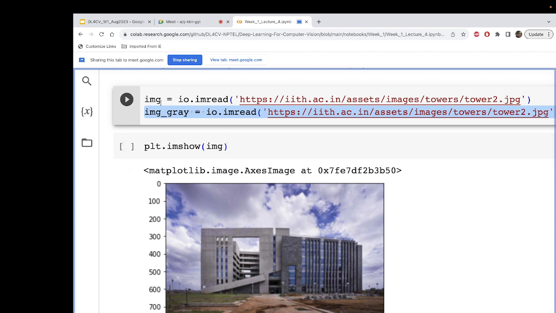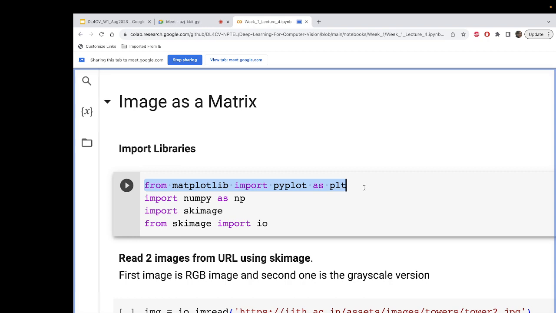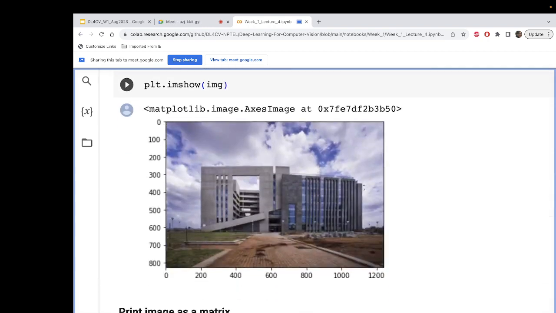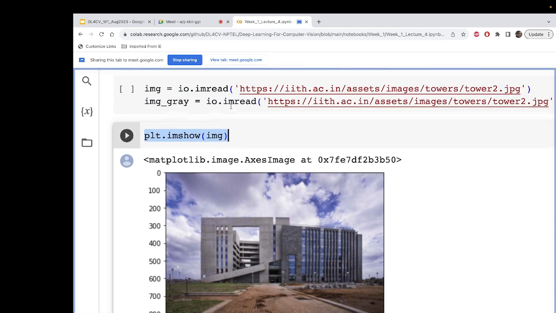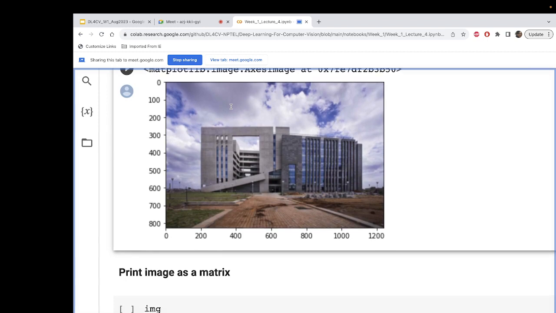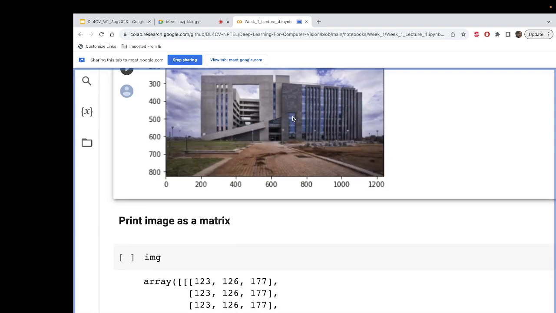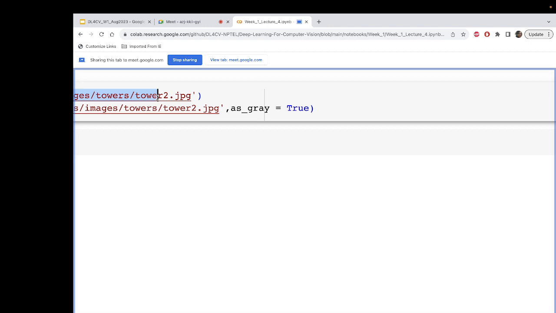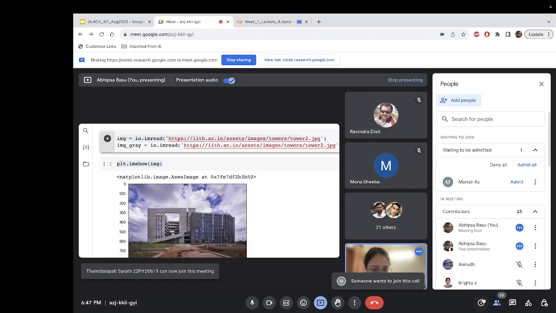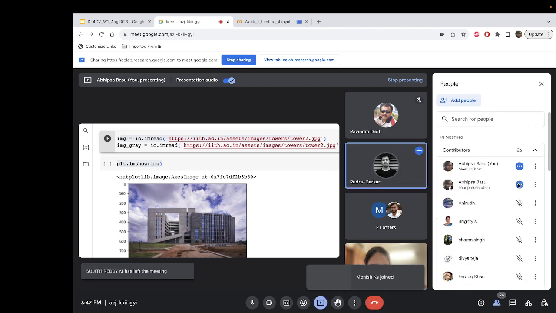Now the img variable contains your image. You imported matplotlib, like I said, which is basically a visualization or plotting tool. So you do a plt.imshow, which is used to display the image in your interpreter. This is what the color image looks like. Now, what do we know about an image? An image is nothing... Yeah, is there a question? Yeah, go on.